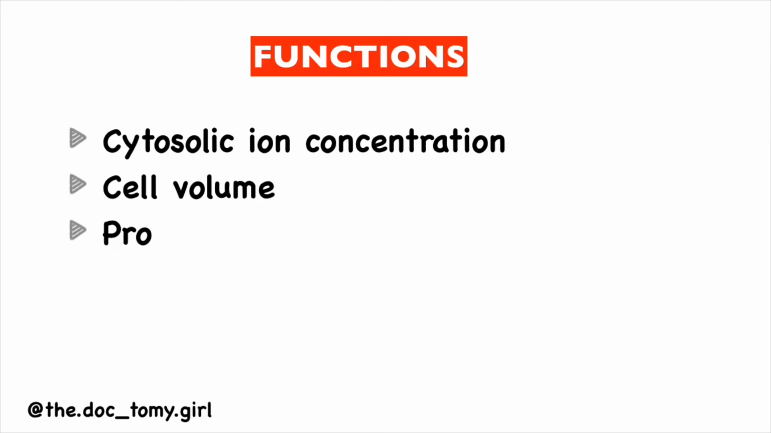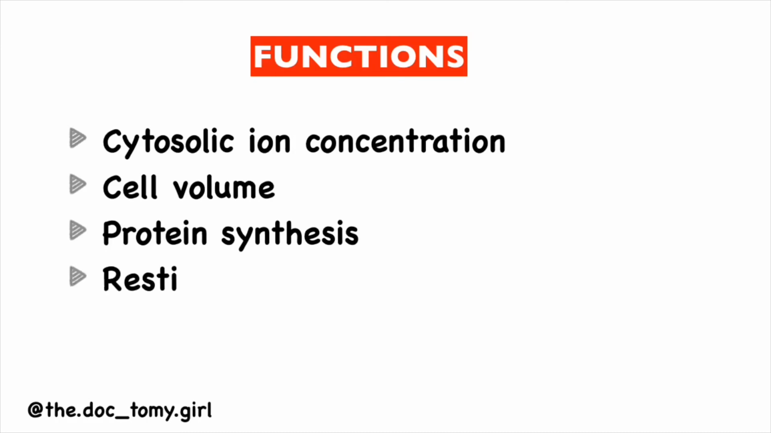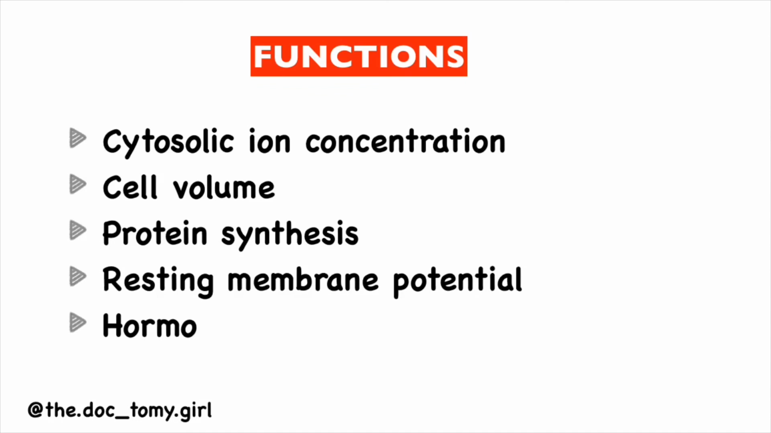It also helps in protein synthesis by maintaining a high intracellular concentration of potassium, which is essential for protein synthesis. It also helps in maintaining the resting membrane potential of the cell by maintaining ion gradients across the cell membrane. It also mediates the action of many hormones on the cell. Some important examples are thyroxine, aldosterone, and insulin.